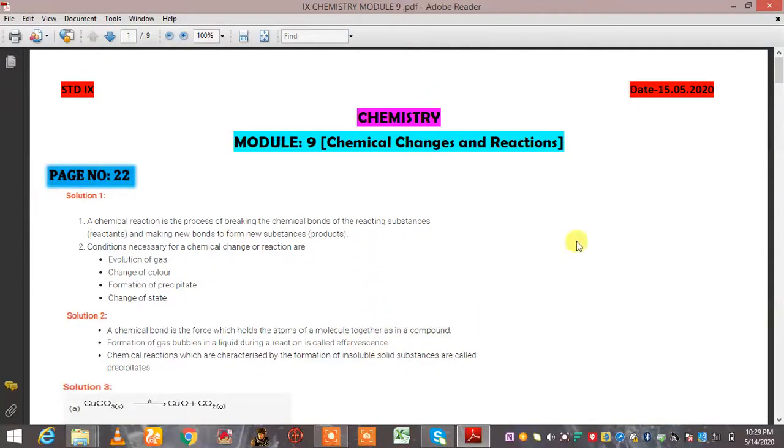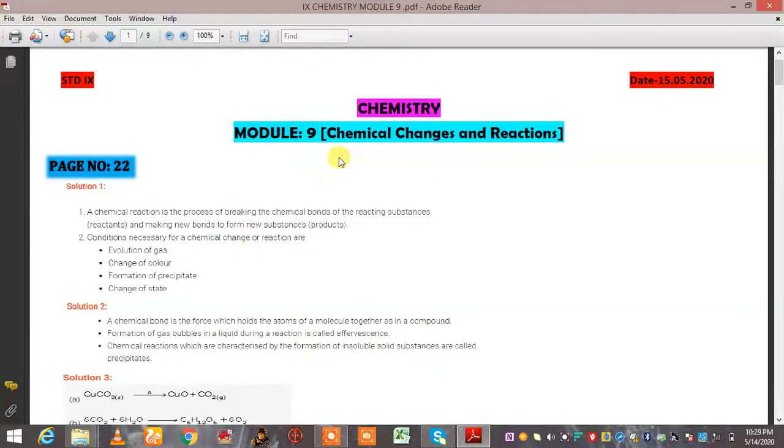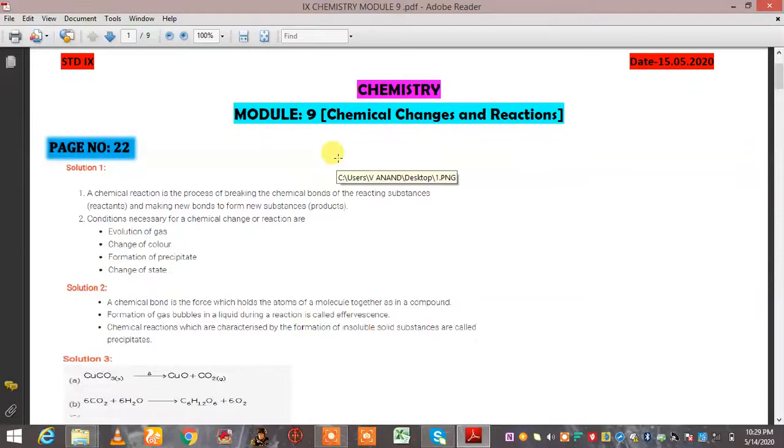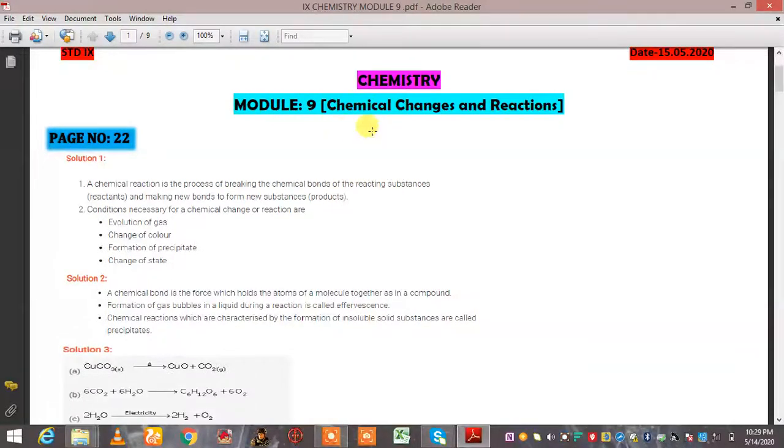Here we are with our question answers from the chapter Chemical Changes and Reaction, which we have done in the last module. We had finished. So the very first question, and these question answers you need to write in your notebook as well.